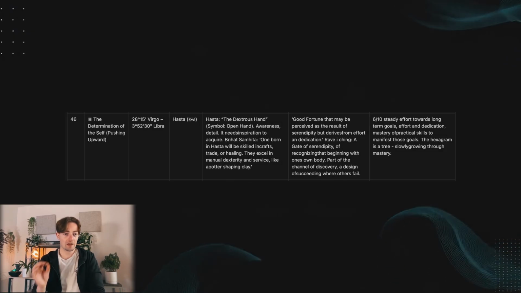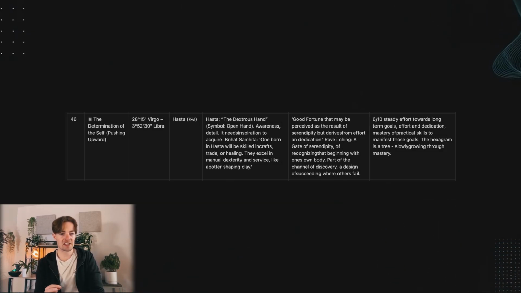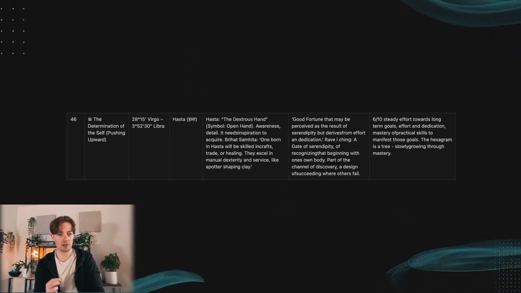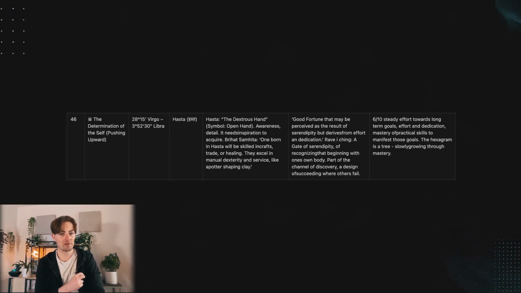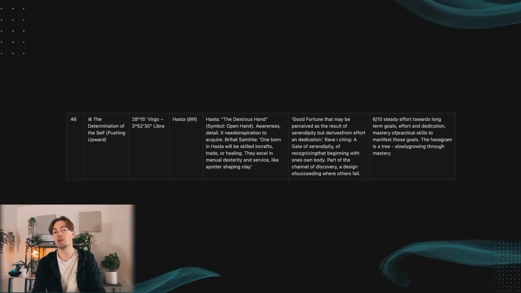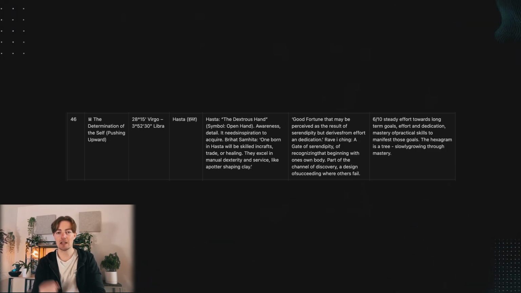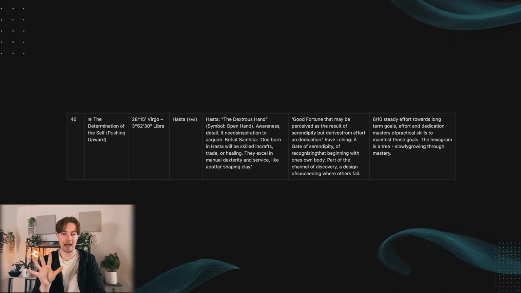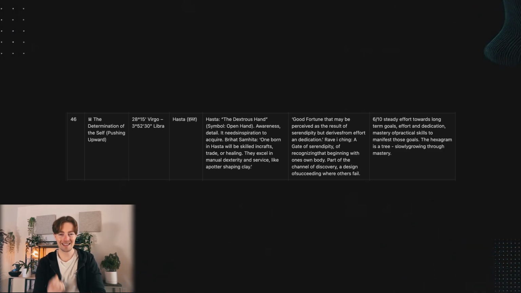Gate 46, the determination of the self, the gate of pushing upwards, goes from around 28 degrees of Virgo to 3 degrees of Libra. We are now in Hasta Nakshatra. So to introduce Hasta Nakshatra, Hasta is the dexterous hand. The symbol is the open hand. It's about awareness and detail, craftsmanship to some extent. It needs inspiration to acquire.